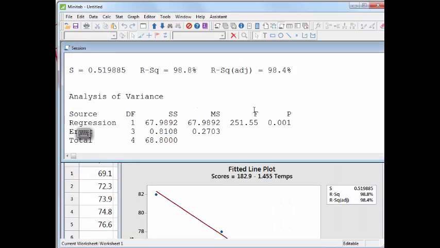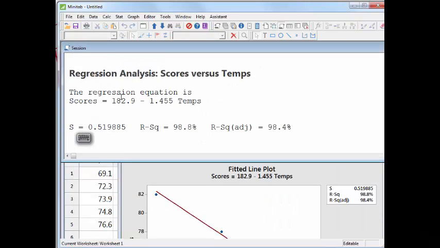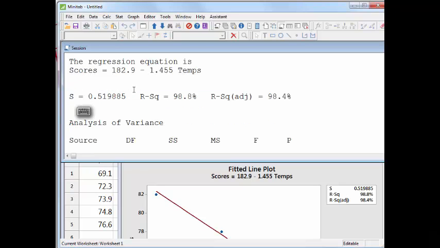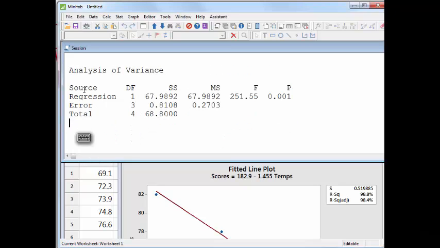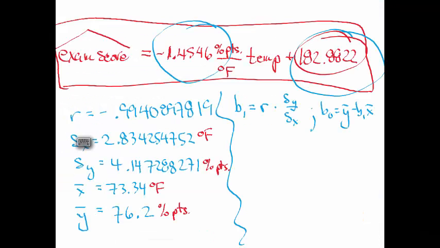Very good. You can also see some output in the session window here. It says the regression equation is this. Scores equals, and by scores they really mean scores hat, okay? 182.9 minus 1.455 times the temps, and they've rounded a little bit more than I like to see, but yeah, that's what they have there. And here's the r² value, and here's some other stuff that we don't need to worry about, but it's called the analysis of variance table.